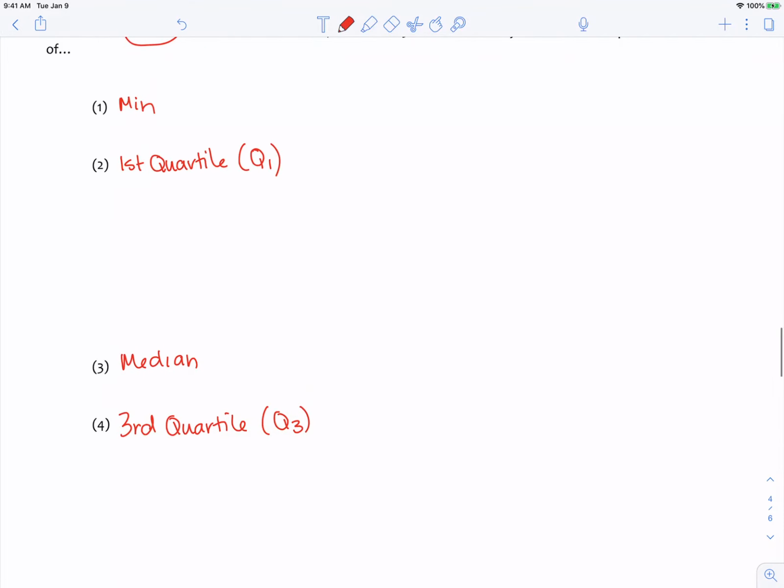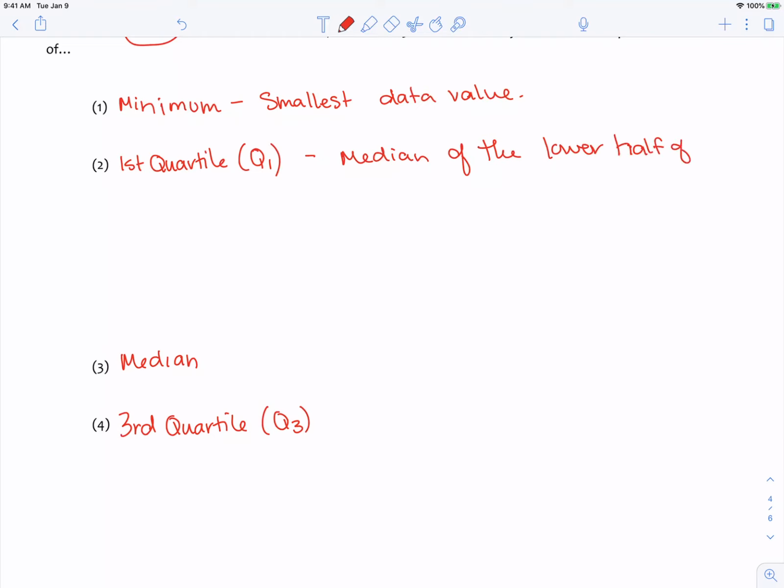Okay, so coming back through, the minimum value is the smallest data value in our data set. Q1, or the first quartile, is the median of the lower half of the data set. Okay, the median is the middle data value.